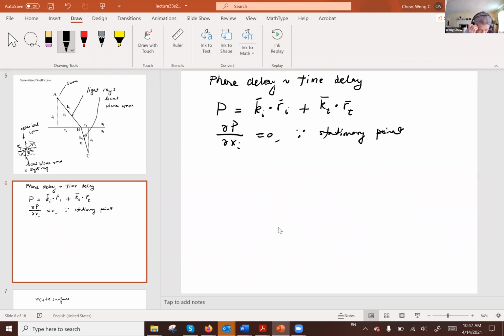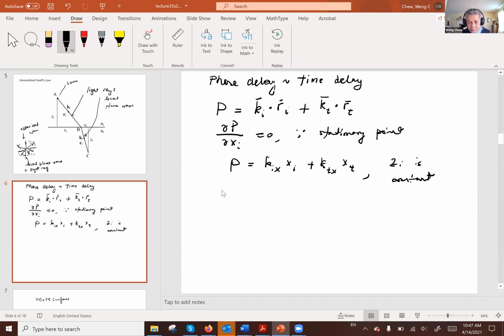And then now you can write this out explicitly. Okay, you can write this out explicitly. Then you can actually show that P as a function of X will be KiX xi, okay, for this part, and then the other one will be KtX xt, okay, and we say that Zi remains constant. Zi is constant.